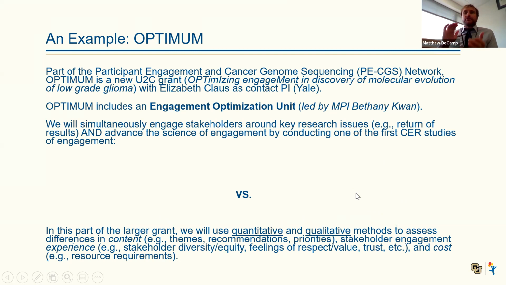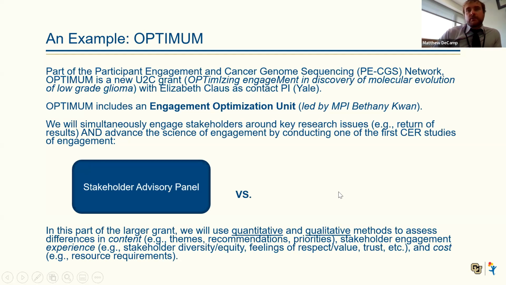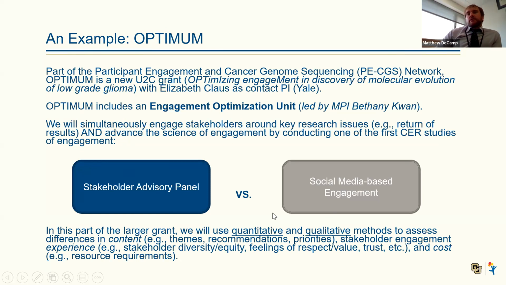And so here, what we're going to do is simultaneously engage stakeholders around some of the key research issues in OPTIMUM, things like return of results and recruitment, and advance the science of engagement by conducting what we think of as one of the first CER studies of engagement, where we're going to compare a stakeholder advisory panel against social media-based engagement. So as part of this larger grant, we're going to use quantitative and qualitative methods to assess the differences in content, things like themes, recommendations, and priorities, the stakeholder engagement experience, things like stakeholder diversity, equity, feelings of respect, value, trust, and so on, and even cost.